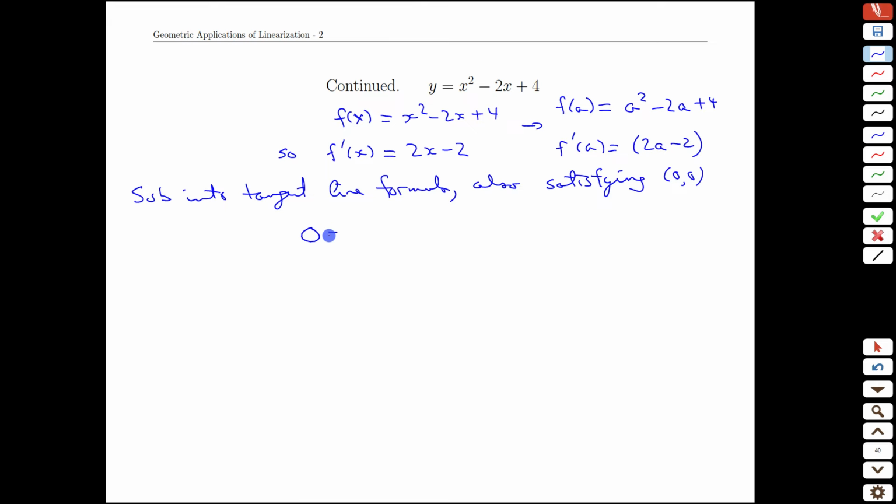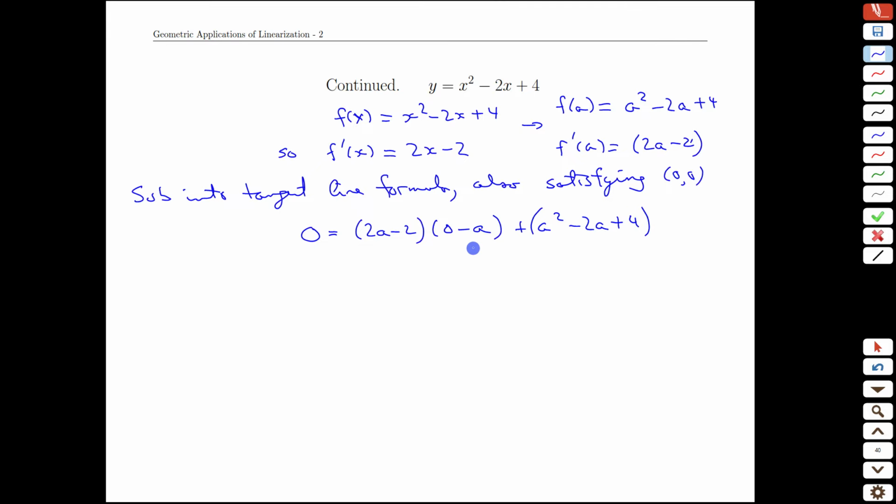And that was 0 equals our slope at a, 2a minus 2, times our coordinate x of 0 minus a, plus f of a, so a squared minus 2a plus 4.